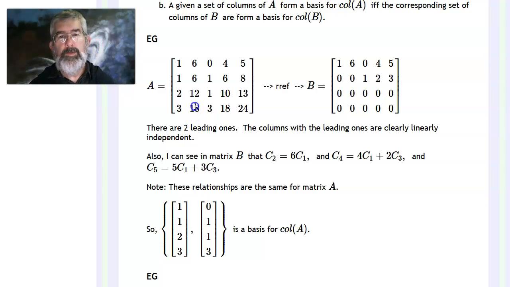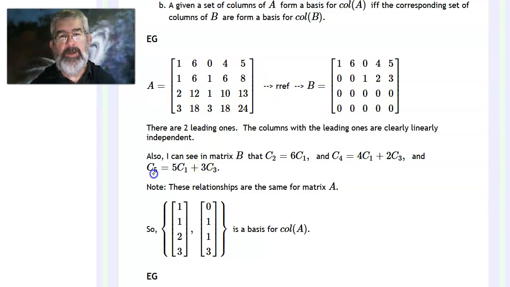Is column 2 6 times column 1? Yes, it is. Is column 4 4 times column 1 plus 2 times column 3? So if I do 4 times this plus 2 times that, yes, that's 4. 4 times this plus 2 times that, yep, that's 6. 4 times this is 8 plus 2 is 10. 4, 12 plus 6 is 18. Sure enough, C4 is still 4 times C1 plus 2 times C3.